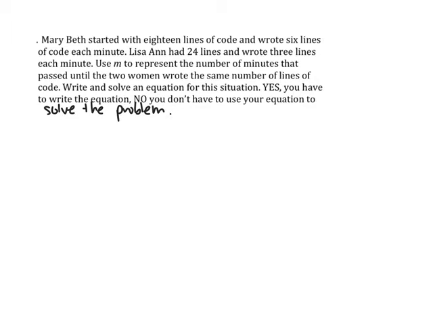Mary Beth started with 18 lines of code and wrote 6 lines of code each minute. Lisa Ann had 24 lines and wrote 3 lines each minute. Use M to represent the number of minutes that passed until the two women wrote the same number of lines of code. Write and solve an equation for this situation.